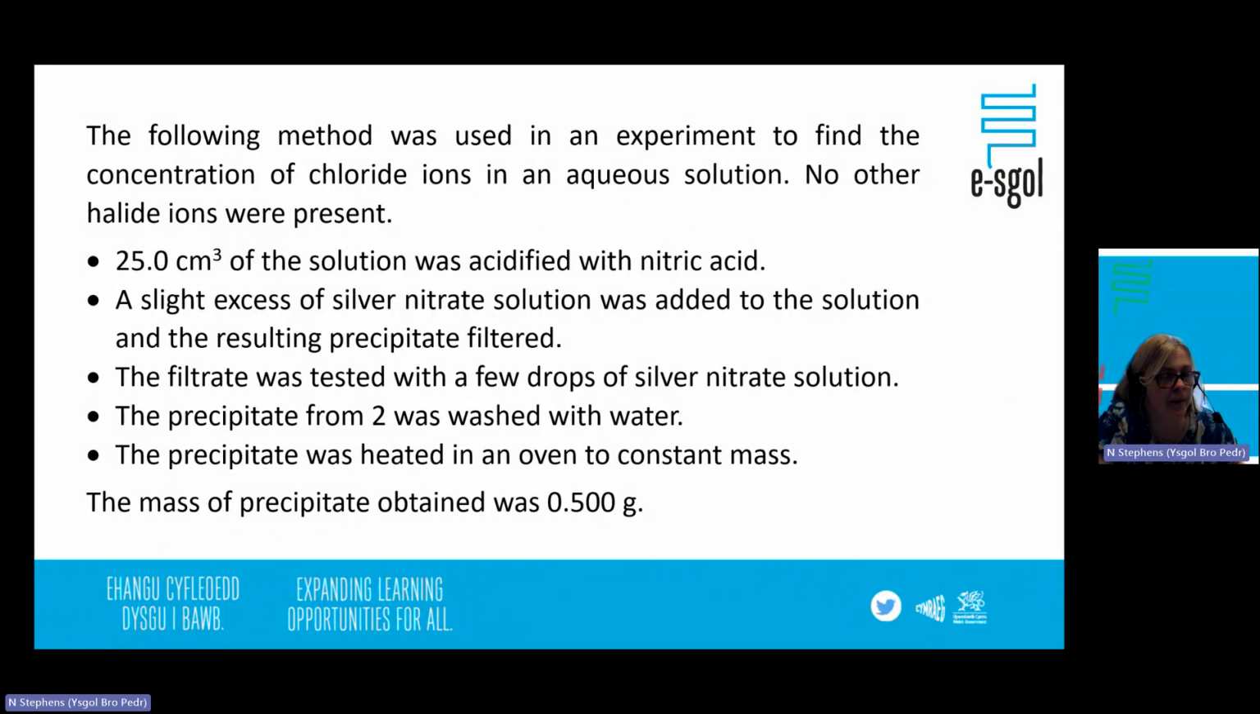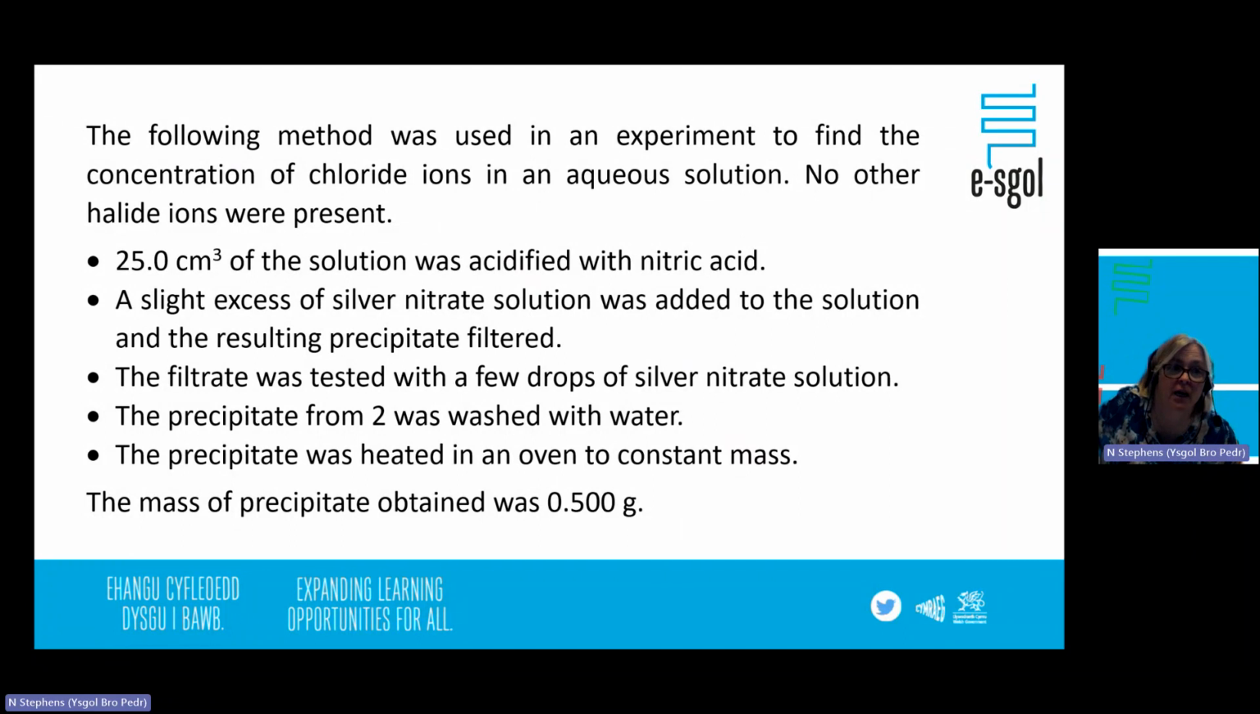the second paper, the analysis paper in May. Okay, is that they'll give you a series of information and may either ask you to analyze the data or the results or explain the purpose of certain steps. So what you can see there is that you've got a method to use an experiment to find the concentration of chloride ions in aqueous solution.